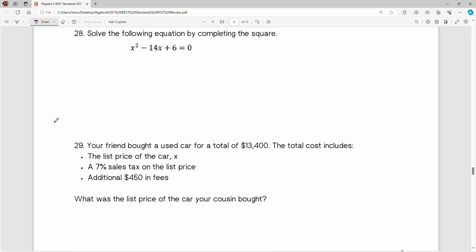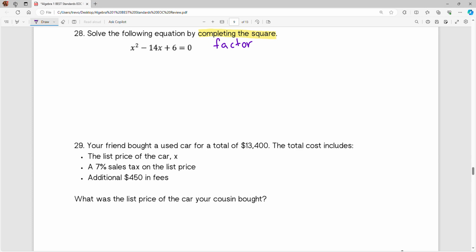And moving on to question 28, solve the following equation by completing the square. And completing the square is, that's keywords telling you that that's a type of factoring. So they want you to factor this out.